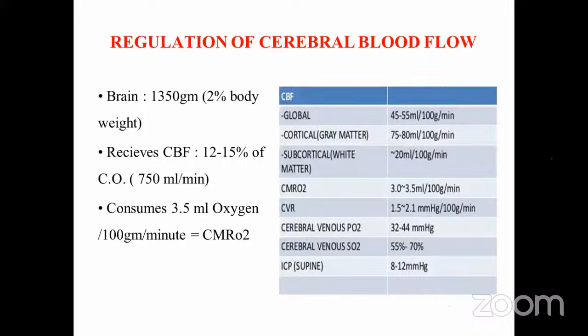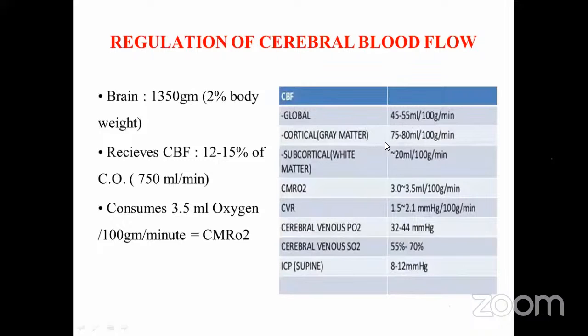Coming to regulation of cerebral blood flow. The brain's weight is 1350 grams, which is only 2% of the body weight, but it receives 12 to 15% of cardiac output, that is approximately 750 ml per minute. The brain consumes 3.5 ml oxygen per 100 gram per minute, which is defined as the cerebral metabolic rate of oxygen. Coming to global blood flow, it is 45 to 55 ml per 100 gram per minute.